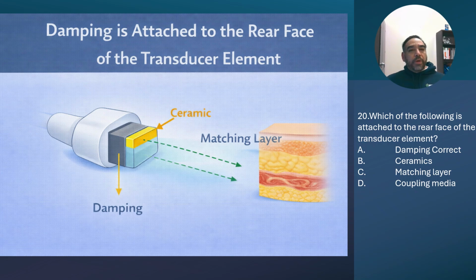So a quick mental note, for the front of the transducer is where the matching layer is at, and that goes to the patient. The middle is where the crystal is at. The rear is where the damping or the backing material is at. So again, front improves transmission, the rear improves resolution.